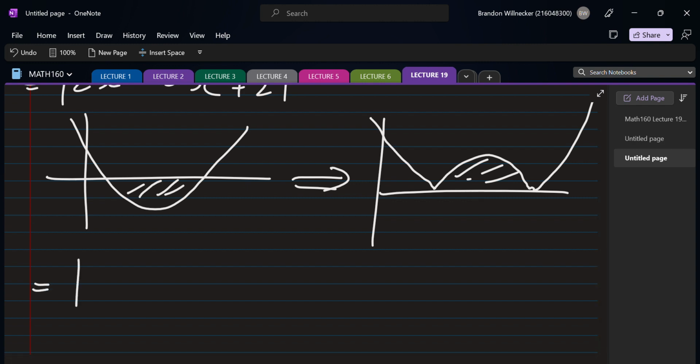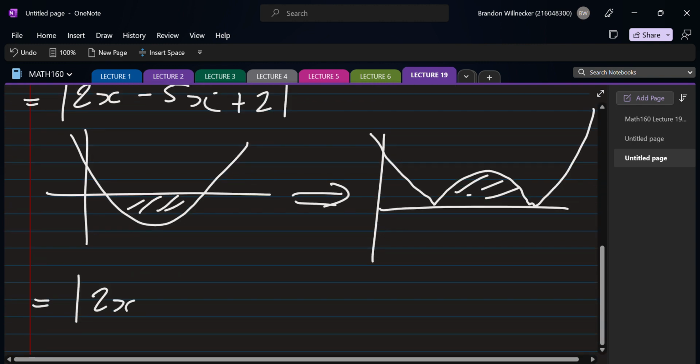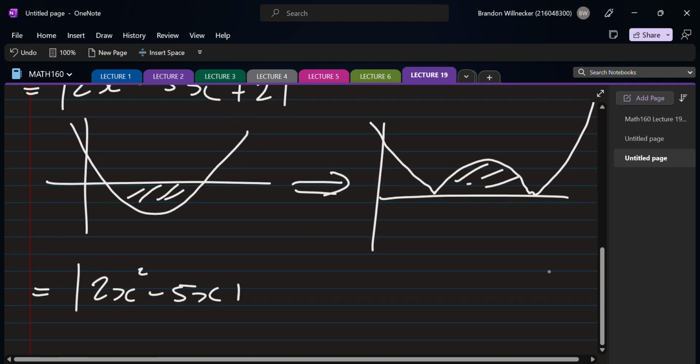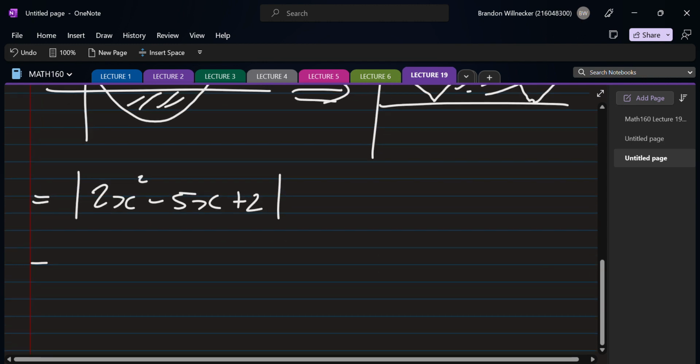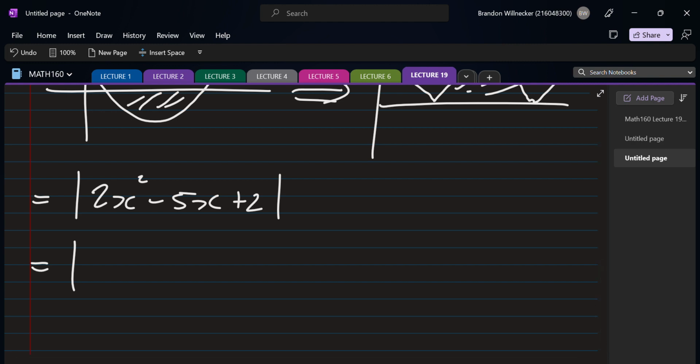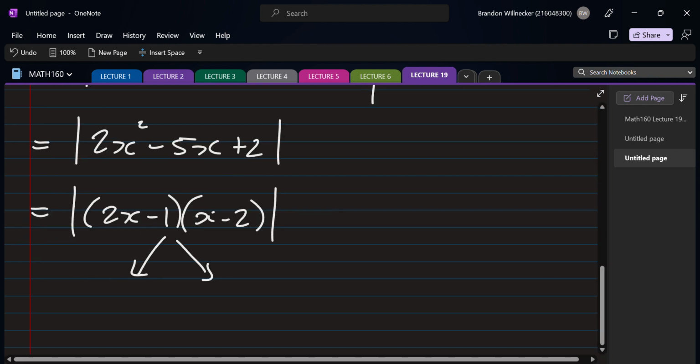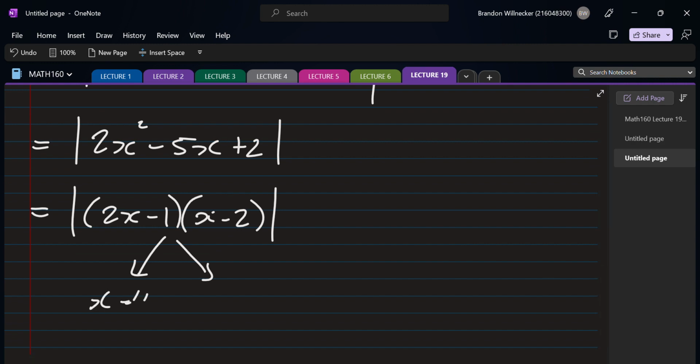Okay, so let's continue. We have the absolute value of 2x squared minus 5x plus 2. I'm just going to factor it again like we had last time. Again, please go over your factoring. It does make it easier than using your calculator. So we're going to have 2x minus 1 and x minus 2. These give us our critical values, as you would have called them in high school, of x equals 1/2 and x equals 2.